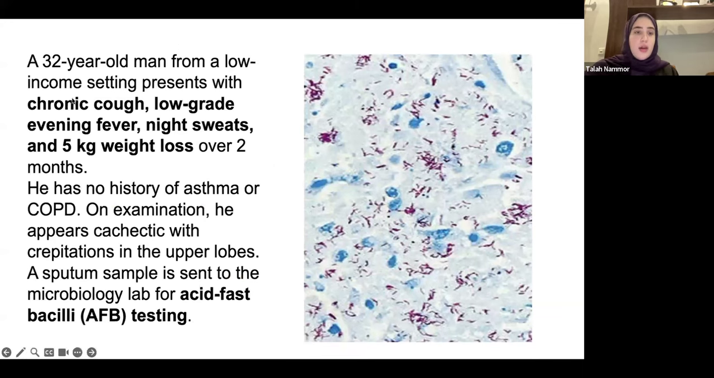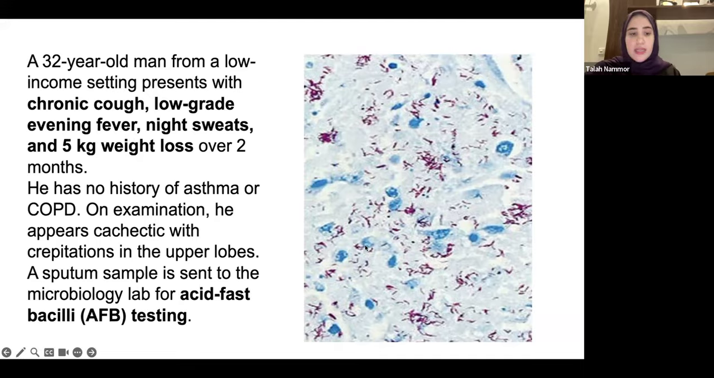حلو. A 32-year-old male from a low-income setting presents with chronic cough, low-grade fever, night sweats, 5 kilogram weight loss. يعني صراحة أنتم من الكلينيكال بنات لازم حالكم تعرفوا إنه this is TB before you guys see this. But yeah, blah, blah. I don't care. We look at the thing that they showed us.